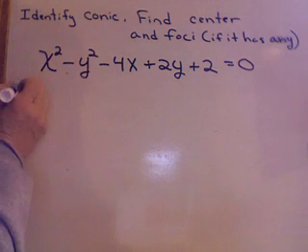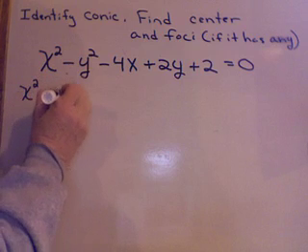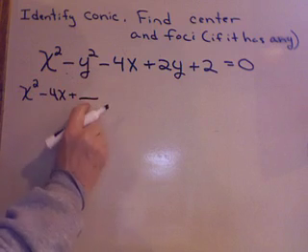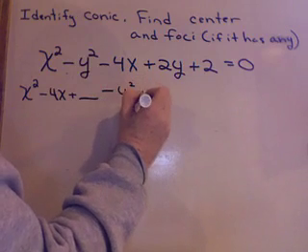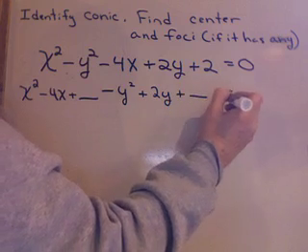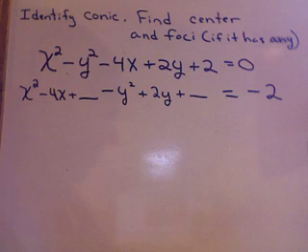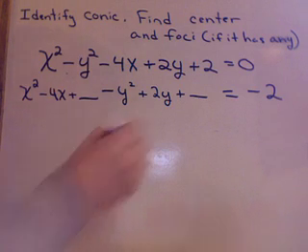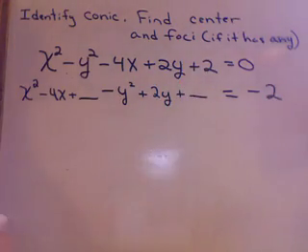So the first thing I would do would be rewrite x squared minus 4x plus a space, I need a number for complete the square, minus y squared plus 2y plus a space equals negative 2. Now at this point you'll notice I put spaces in for completing the square, and I also put the number that didn't match any of the groups onto the other side of the equal sign.